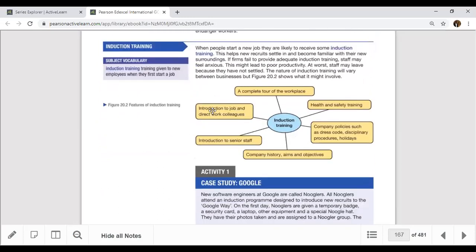So what kind of training is it? In induction training they give you a complete tour of the workplace. They take you everywhere. For example, it doesn't even need to be staff. Imagine you are a new student on the first day in your school. You don't know.